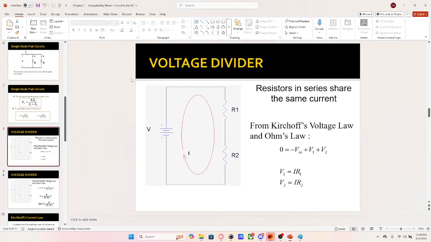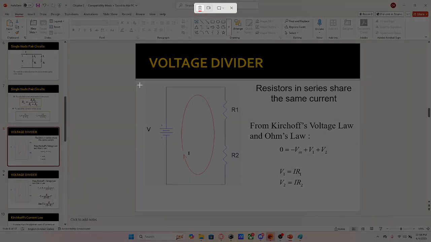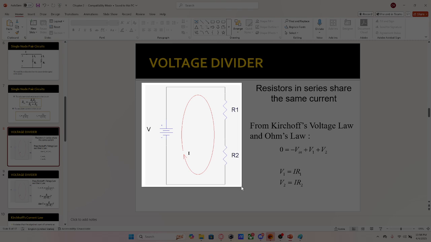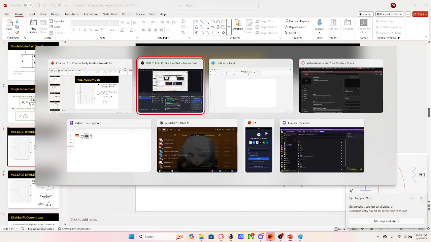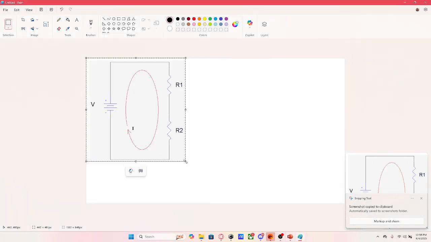Okay, let's see about the voltage divider in a circuit. The voltage divider will work if we see it in one loop. For example, we have a voltage source, R1 and R2, and a loop with current I. I want to show you what's different from the nodes itself. I would prefer this method.